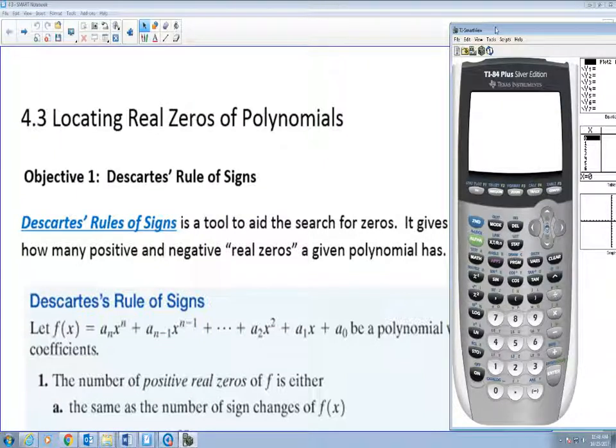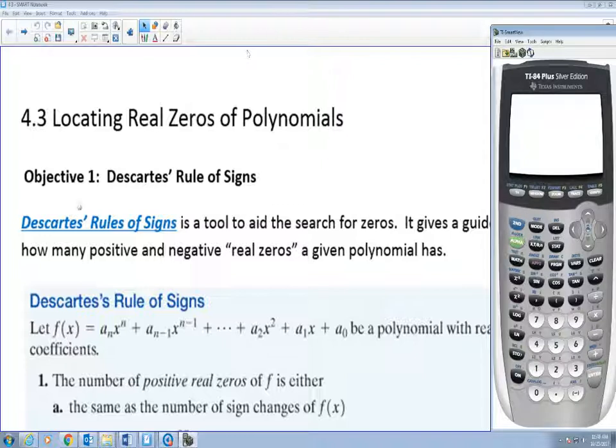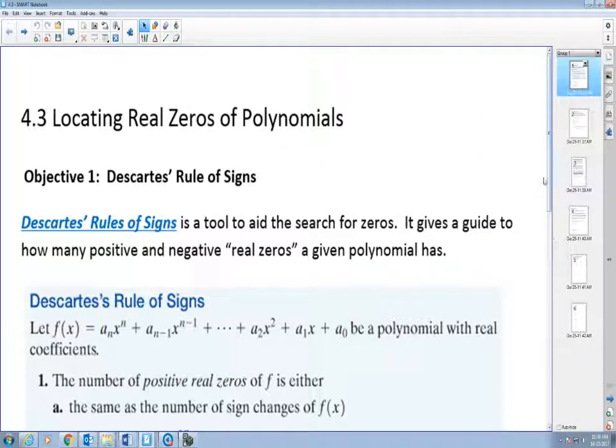Welcome to College Algebra. In this lecture video, we are going to talk about section 4.3, locating real zeros of polynomials. Now, before I mention any more theorem, I would like to go back to other sections, kind of summarize some of the theorems that we already talked about before. So let's go way back to section 4.1.